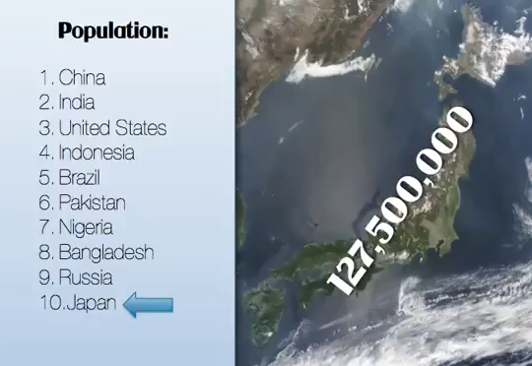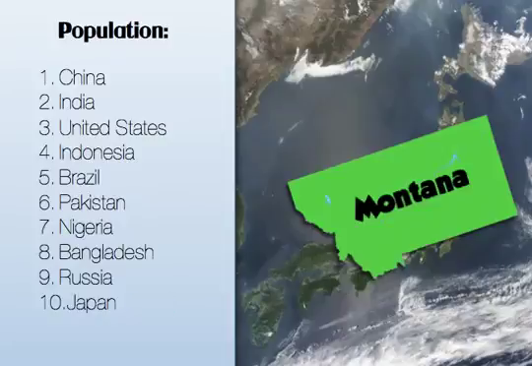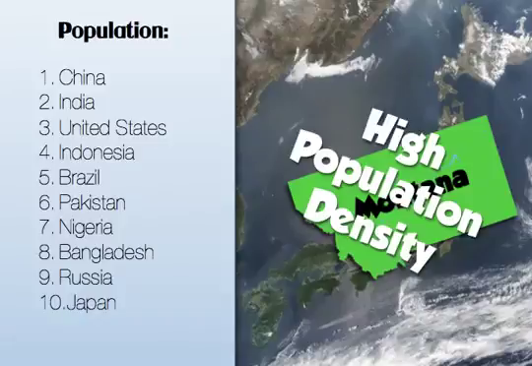Now, that also, though, tells us that Japan crams this very large population of people into a space only about the size of the state of Montana. So, does that mean that Japan has a low population density or a high population density? That's right, they have a very high population density.